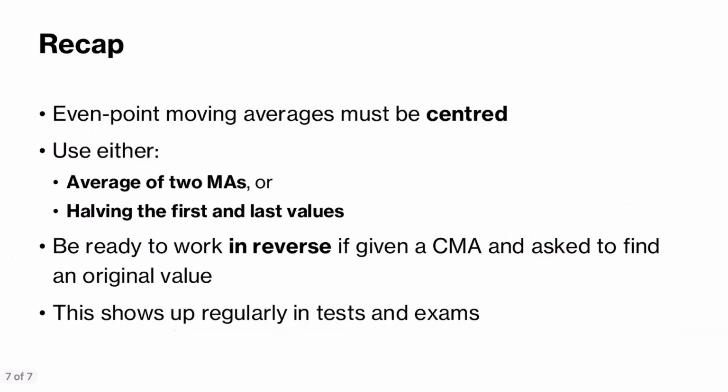I can see that A is equal to 63. Let's recap. Even point moving averages must be centered. We can use either the average of 2 moving averages, or we can halve the first and the last values. Get ready to work in reverse if you're given a centered moving average and asked to find an original value. These types of questions show up regularly in tests and exams, so it's a must-know skill. Next, we'll jump into how to calculate all of this quickly and accurately using the Casio ClassPad.